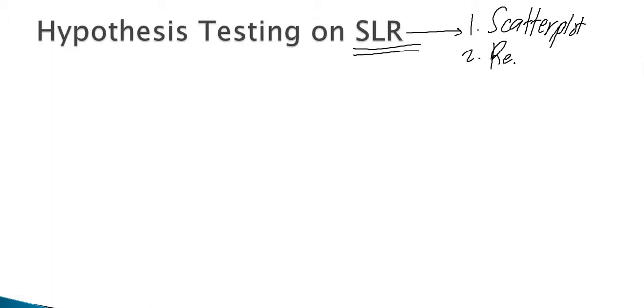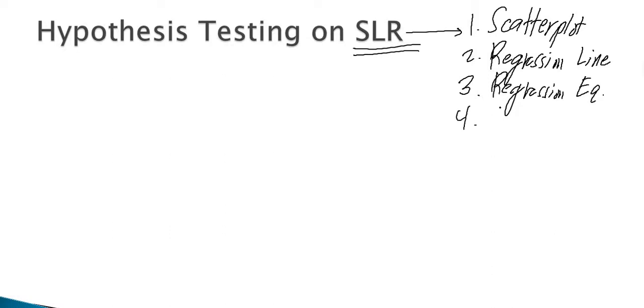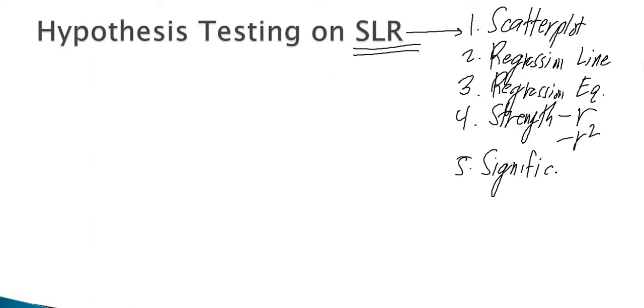So far, what we have learned in our simple linear regression are as follows: how to make a scatter plot to visually represent our data, how to graph the regression line, which visually represents our model, then our actual model, which is the regression equation. We also learned how to determine the strength of the relationship through Pearson R and R squared, the coefficient of determination. And this time, we will learn whether that actual relationship is significant or not.